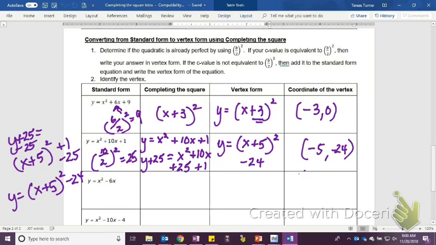Now it's your turn. You need to go ahead and finish the remaining 3 complete the square problems that are on this page. You should have these completed and bring this paper to class tomorrow.